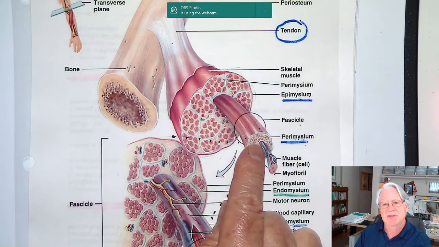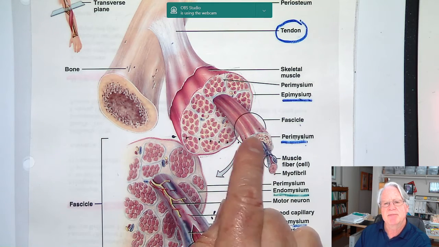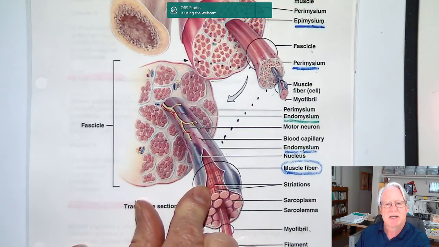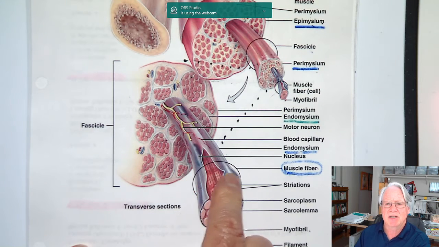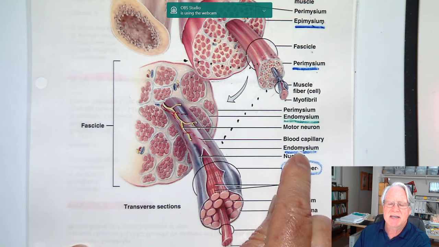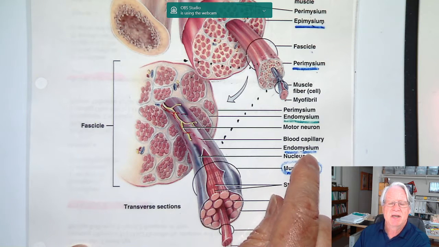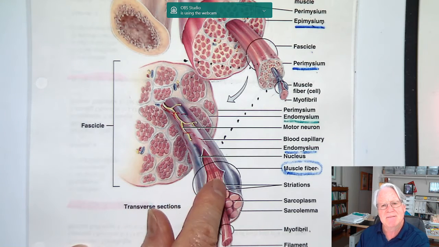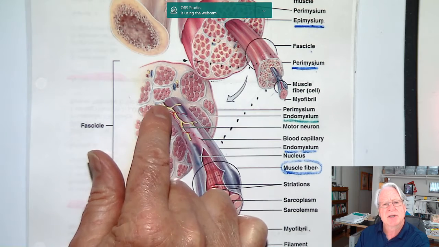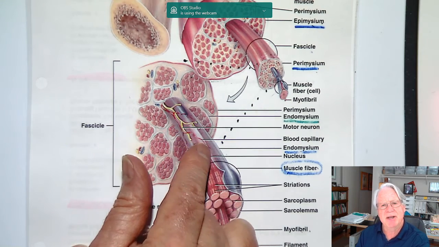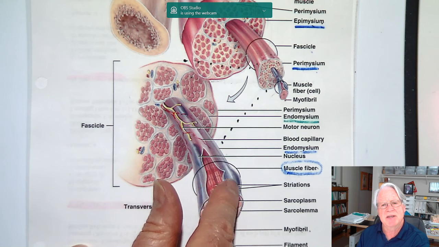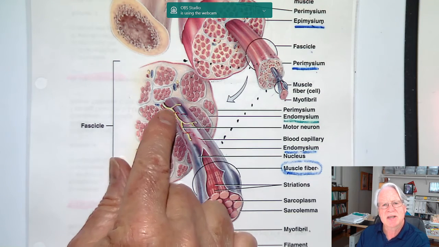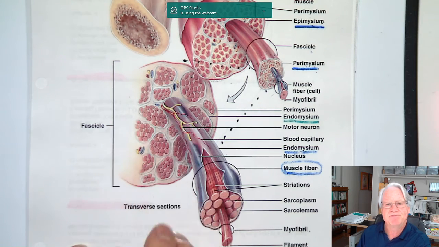These two wrappings are dense, irregular connective tissue. When we look at individual cells, we pull out one of those individual cells, and we surround the individual cell with the last layer, the endomysium. This is areolar connective tissue. Embedded in this layer surrounding the cell, we're going to put our motor neuron and capillaries, so the cell can get what it needs and get rid of waste materials, and so that it can be stimulated by this motor neuron.